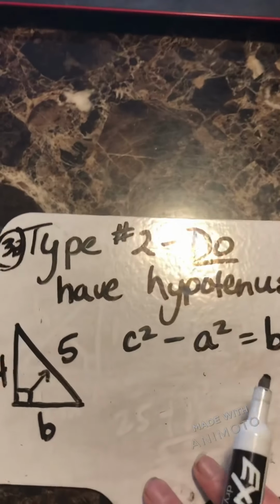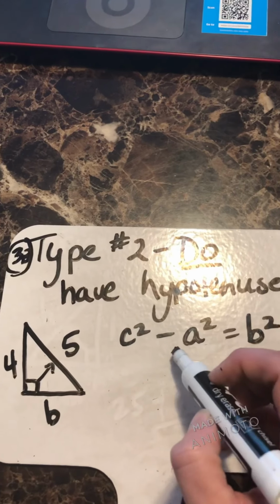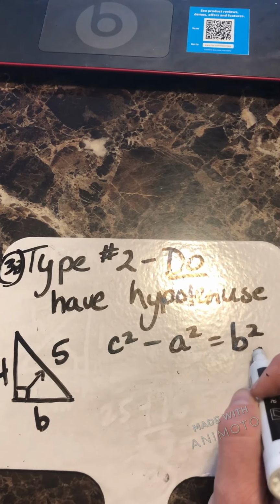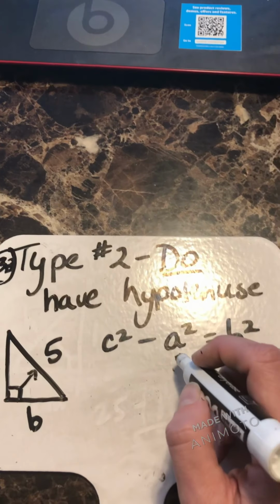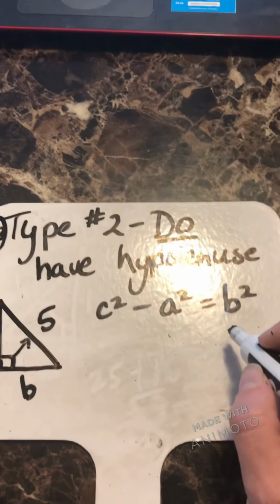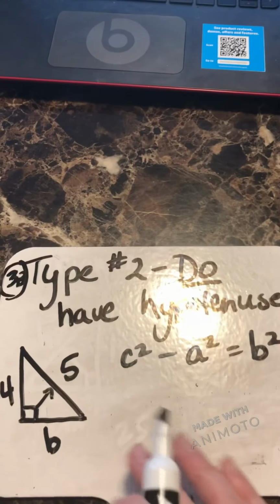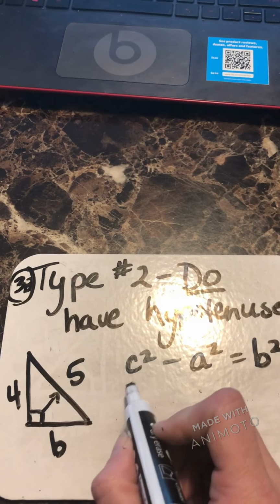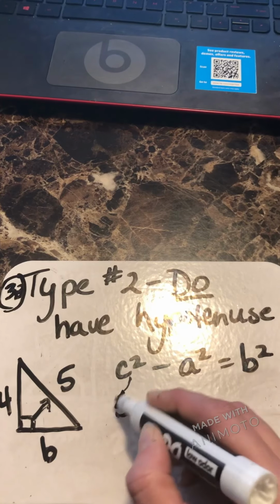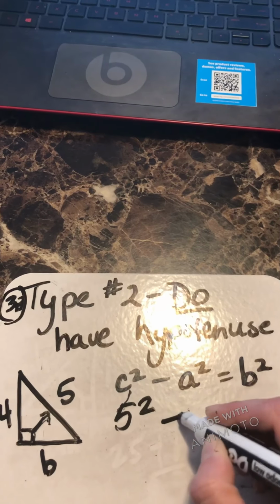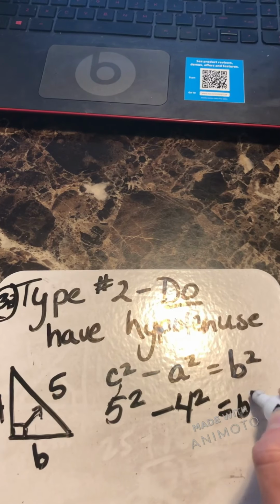Type 2, when we do have the hypotenuse, would be this formula, c squared minus a squared equals b squared, where c squared is the hypotenuse once again, a squared is the leg that you do have, and b squared is the leg that you do not have. So for example, in this case, the hypotenuse is c, so across from the right angle is 5 squared, or just 5. Take away the leg that we do have is 4 squared equals b squared.